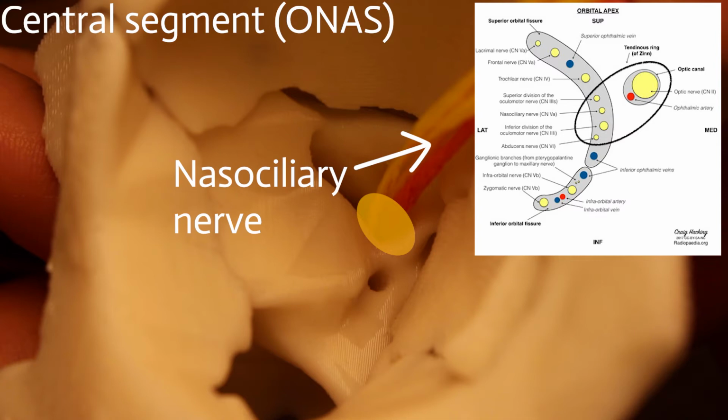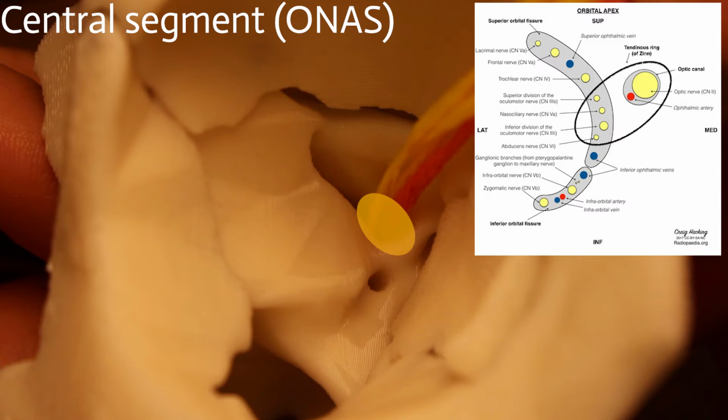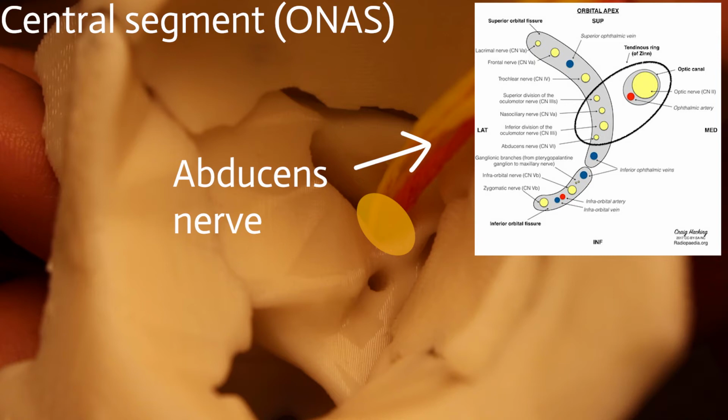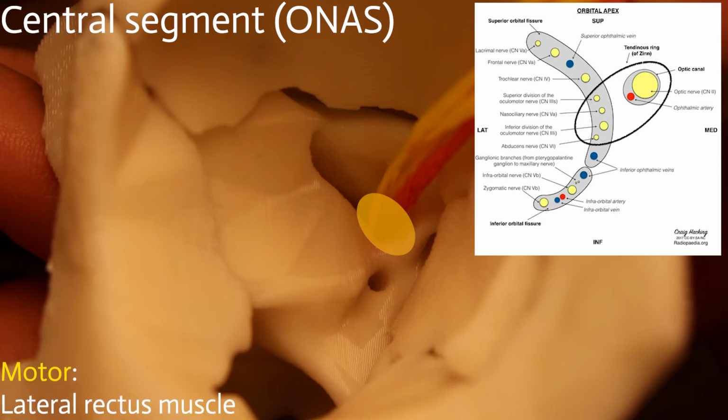The nasociliary nerve is the intermediate branch of V1, and it is a pure sensory nerve that gives off branches in the form of the long ciliary nerve, short ciliary nerve, and communicating branches. It largely supplies sensation to the cornea, conjunctiva, and the mucosa of the nasal cavity. The abducens nerve is cranial nerve 6 and provides pure motor to the lateral rectus muscle.